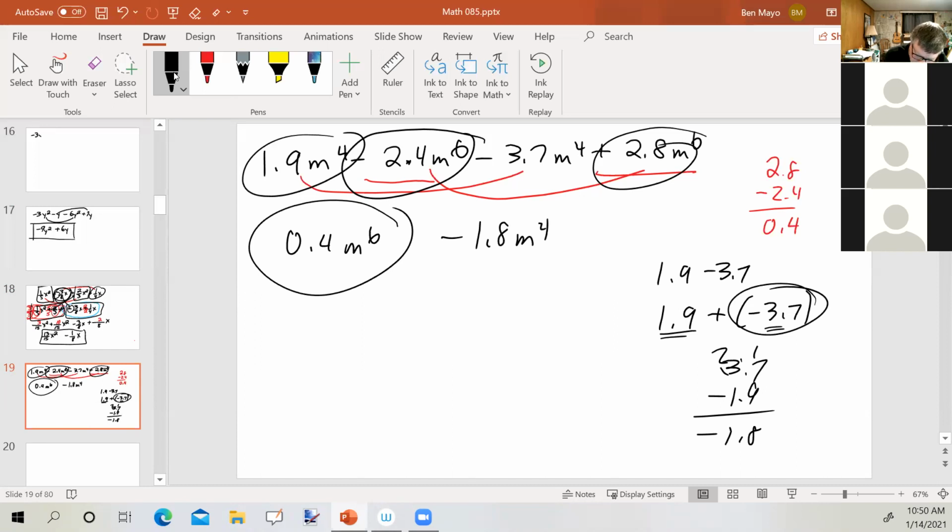This is okay. So your final answer, 0.4 m to the 6th minus 1.8 m to the fourth. And if all else fails on your calculator, take 1.9 minus 3.7 and you get, oops, I typed in the wrong thing. You take 1.9 minus 3.7 and you get negative 1.8. So that's where I get that coefficient. All right with that?